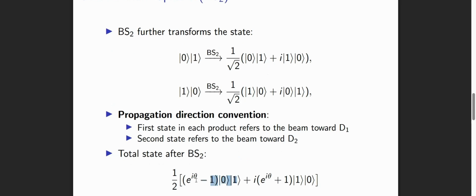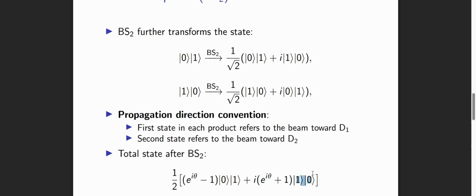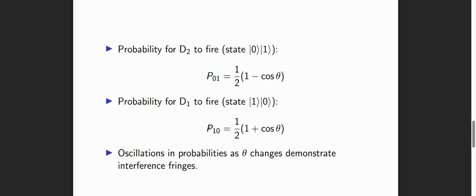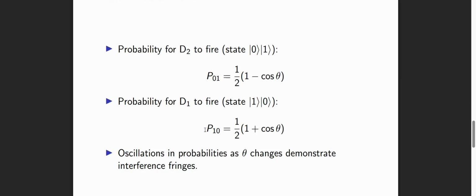Like you can take a complex conjugate of this coefficient and multiply it with this term. Simply one can find that the probability of the 0,1 state, that means the probability that only detector D2 fires, will be equal to 1 by 2 into (1 minus cos theta). And similarly, if one finds the probability that only D1 fires, that means the 1,0 state, one can show that the probability comes out to be 1 by 2 into (1 plus cos theta). Just take a complex conjugate of this term and multiply it with the same term, and you can simply obtain that P10 is equal to 1 by 2 into (1 plus cos theta).